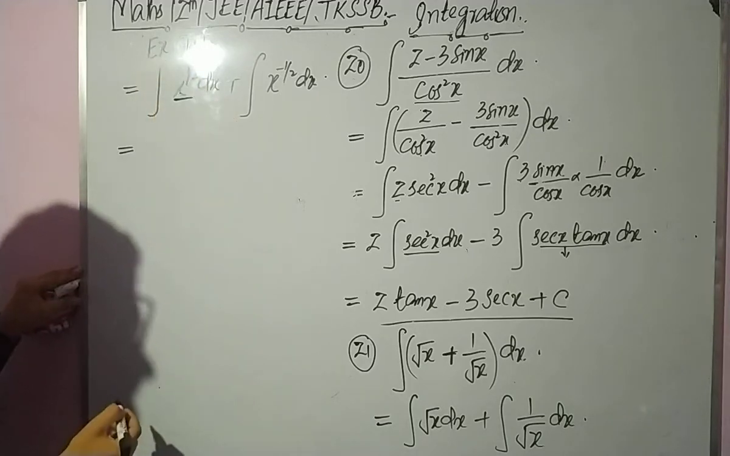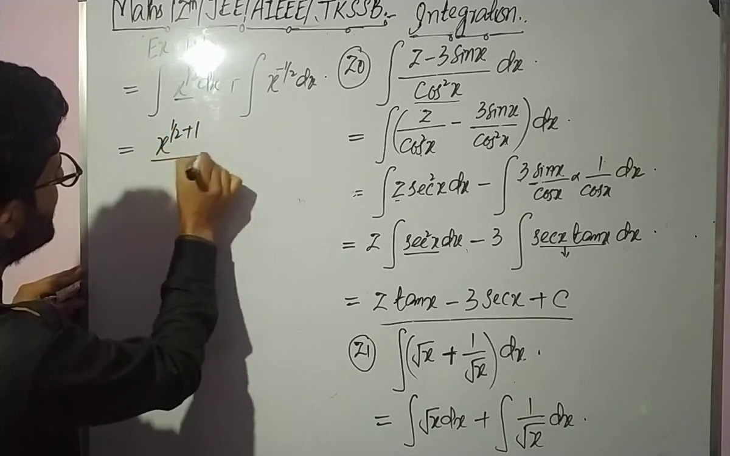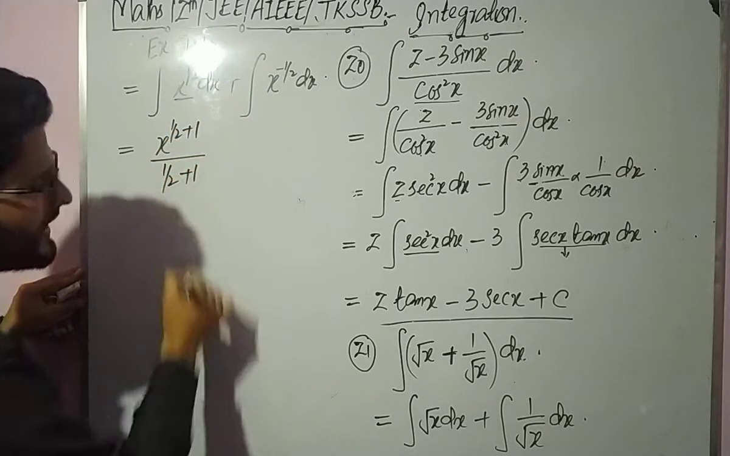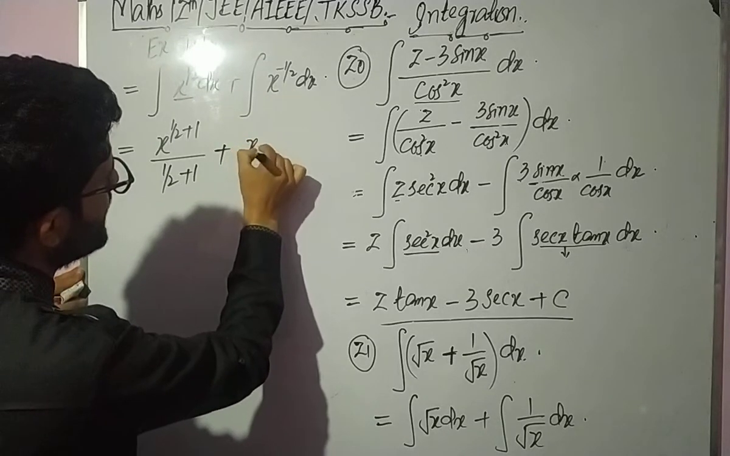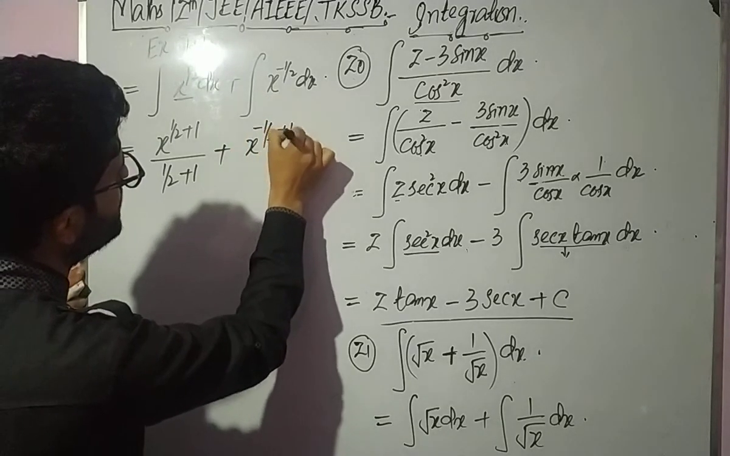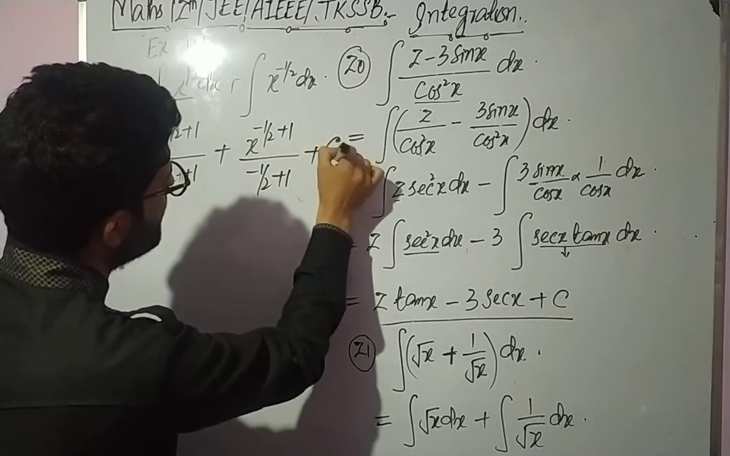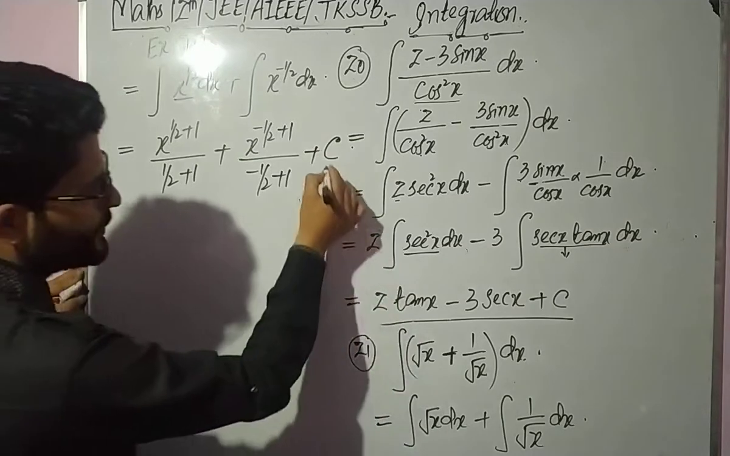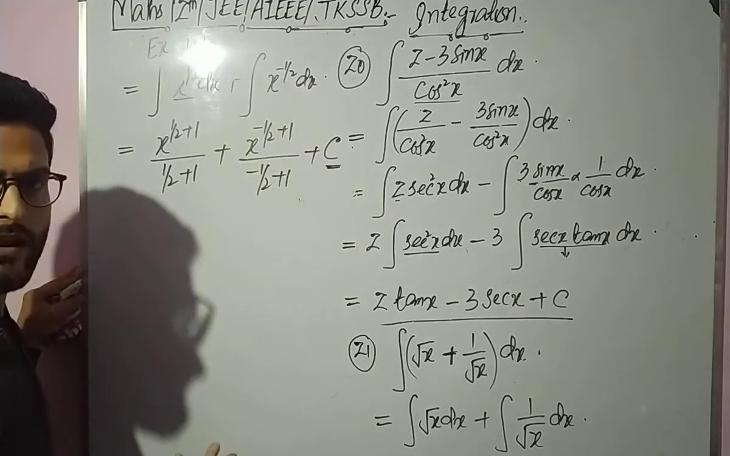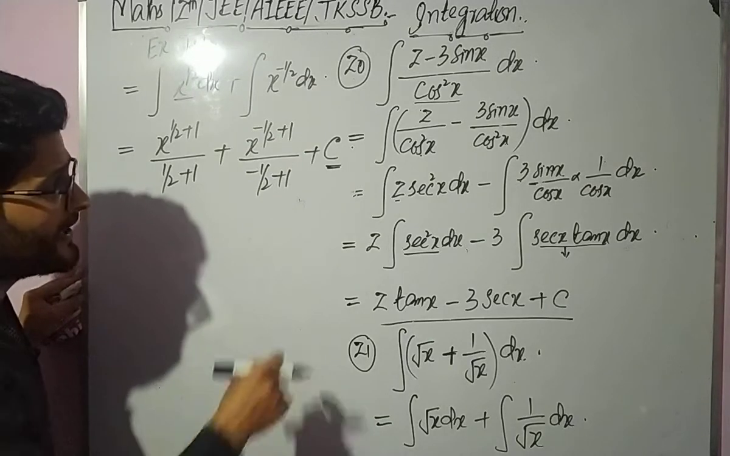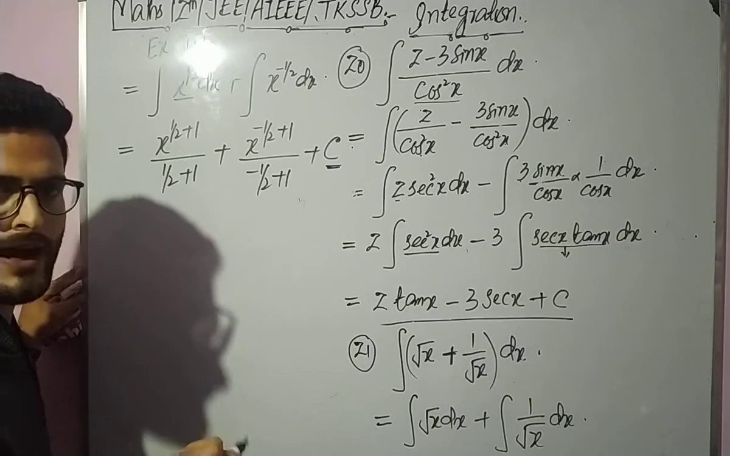x raised power 1 by 2 ka integral jo hai kya aega? X raised power 1 by 2 plus 1 divided by 1 by 2 plus 1, because by power rule, plus integration of x raised power minus 1 by 2 kya banega? X raised power minus 1 by 2 plus 1 divided by minus 1 by 2 plus 1 plus c, the constant of integration. ये plus c क्यों लिखते हैं? हमने mention कर रखा है previous classes में, because a function can have more than one antiderivatives, each differ by constant only. The root function remains the same, only it will differ by a constant.